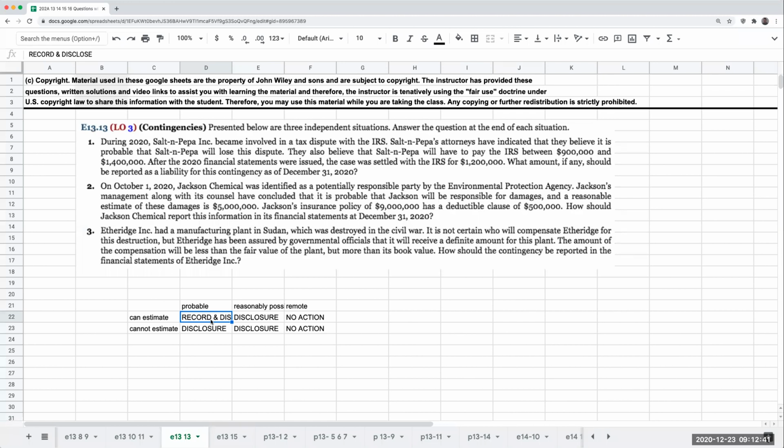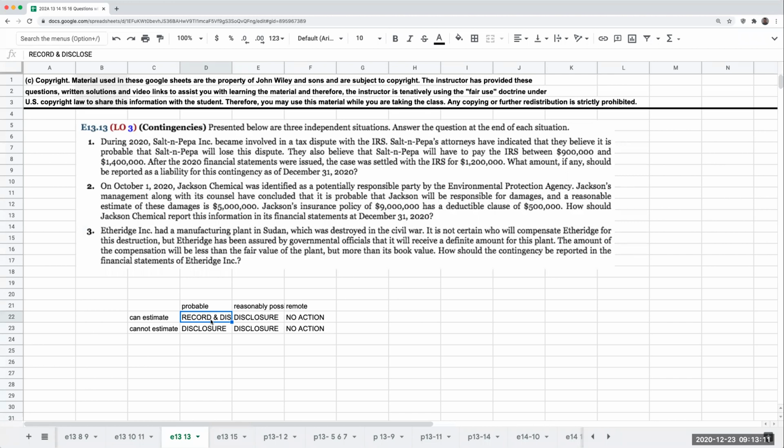Number 2. On October 1st, 2020, Jackson Chemical was identified as a potentially responsible party by the EPA. Jackson's management, along with counsel, have concluded that it is probable that Jackson will be responsible for damages, and a reasonable amount of these damages would be $5 million. Jackson's insurance policy of $9 million has a deductible clause of $500,000. How should Jackson Chemical report this information in its financial statements at December 31st?